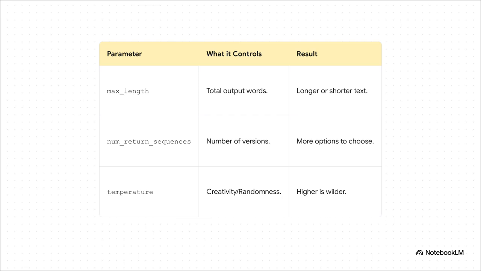But the real magic is temperature. You got to think of temperature as like a creativity dial. If you turn it down low, the AI plays it safe. It's very predictable. But if you crank it up high, the AI gets more random, more adventurous. It can get a little wild, which is a lot of fun.